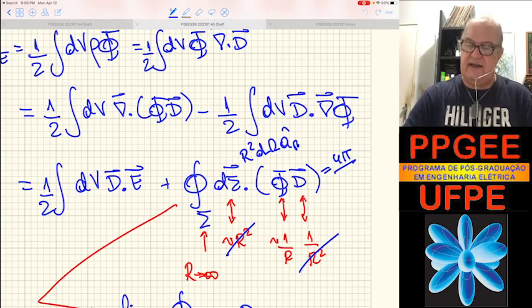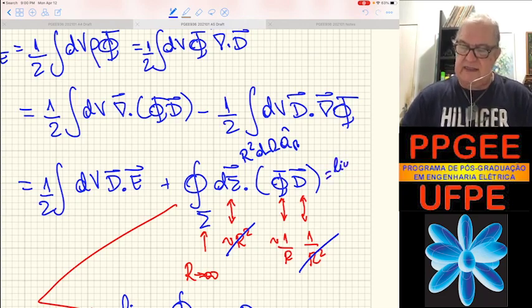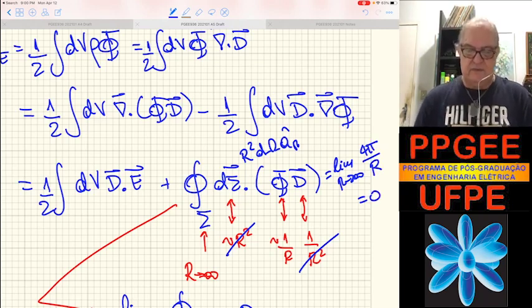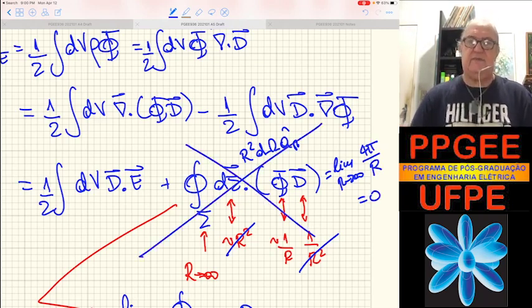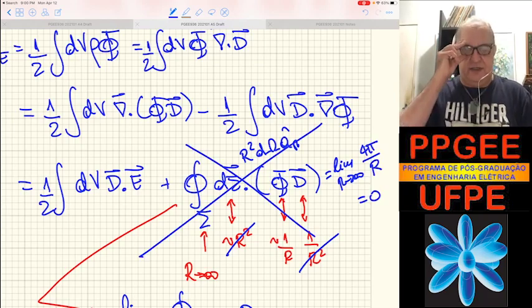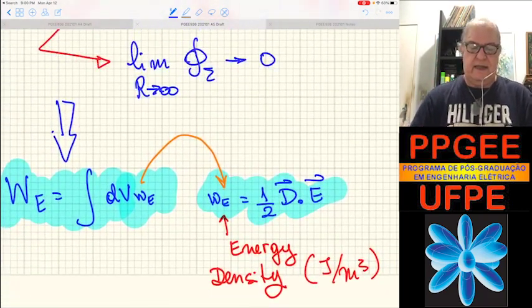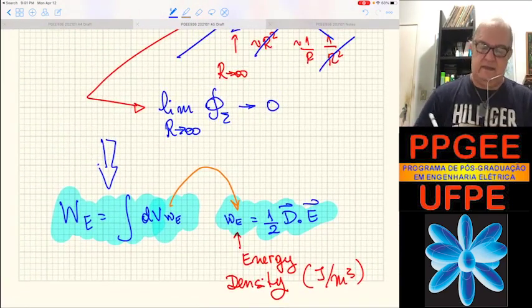In fact, it's going to be something like this. The integral is going to be the limit as r goes to infinity of some constant, the solid angle, over r, which equals 0. So no such term is going to contribute to the energy, and the energy can be written in this form.